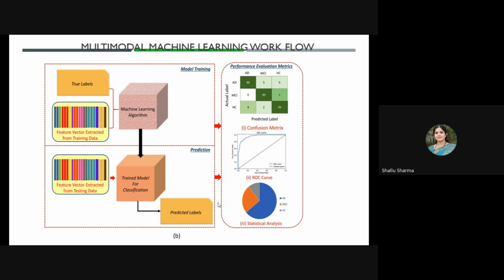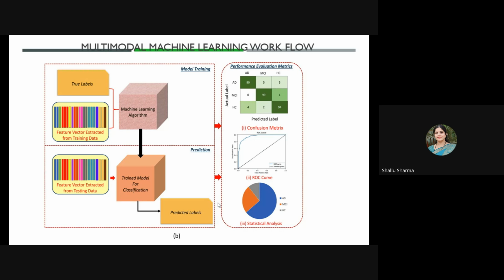Then we analyze the performance of this model by comparing the predicted label and the true label for that test data. There are various methods to compute the performance of a machine learning model. I think you have all heard about the confusion matrix, ROC curve, and statistical analysis. Various statistical analyses we can perform. What is this confusion matrix? You should know about it, and the ROC curve. Why are these important? They give more insight about the performance of the machine learning model.